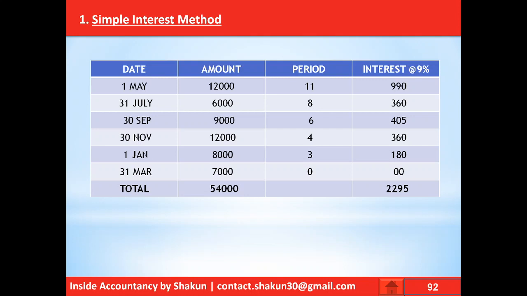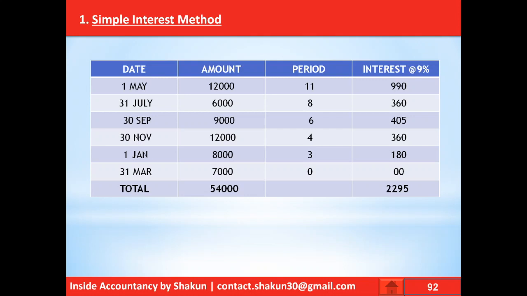How have we calculated the period? From every date of drawing, you see the period for which the amount remained withdrawn. That is till the end of the accounting period. Now the year ends at 31st of March. So from May to March, 11 months are left. From July to March, 8 months are left. From September to March, 6 months are left. November to March, 4. 1st January to 31st March, 3. And if the drawing was done on 31st March itself, so obviously it is 0.